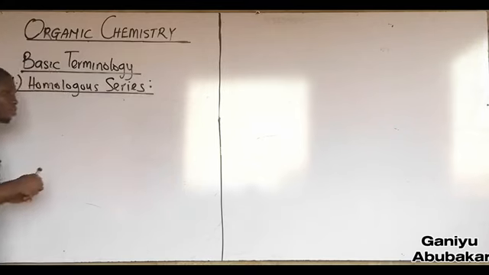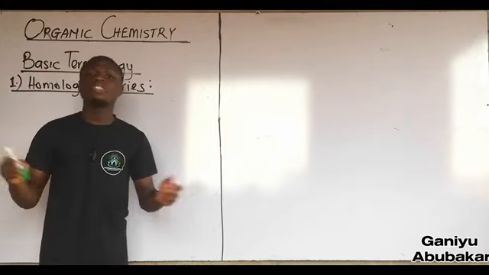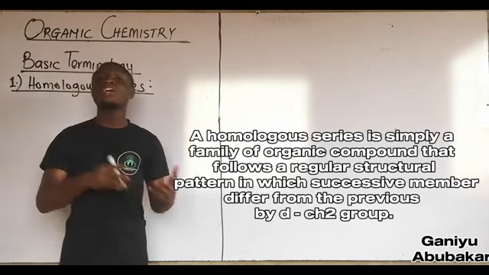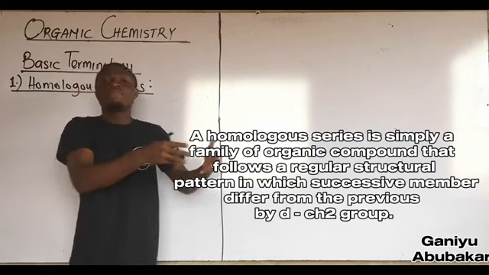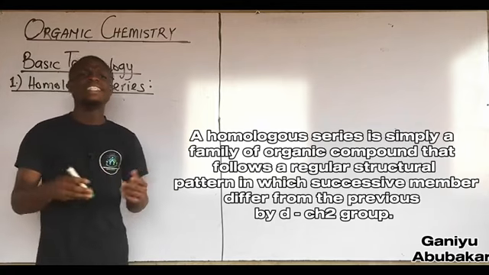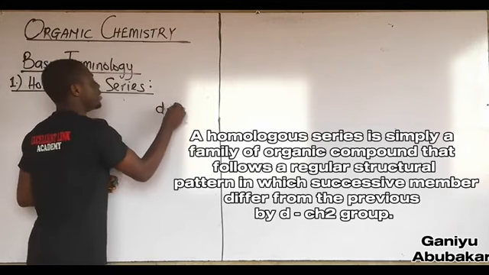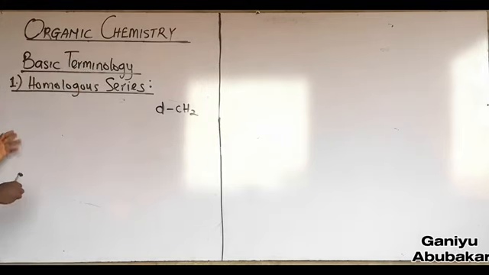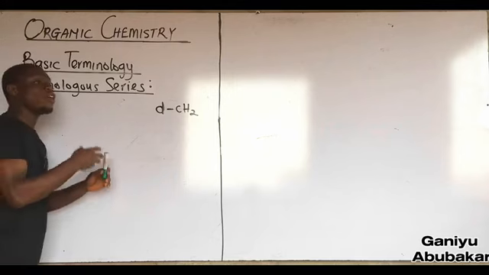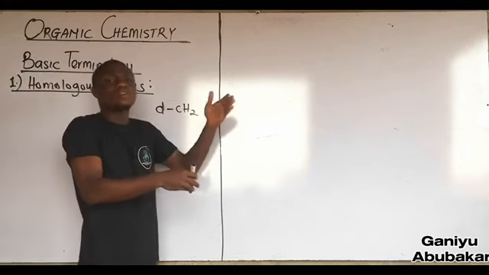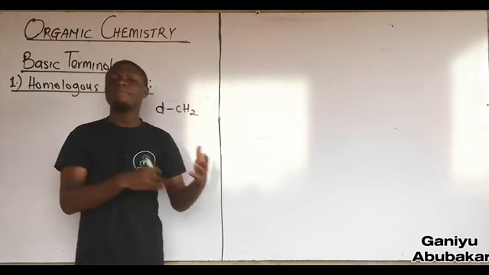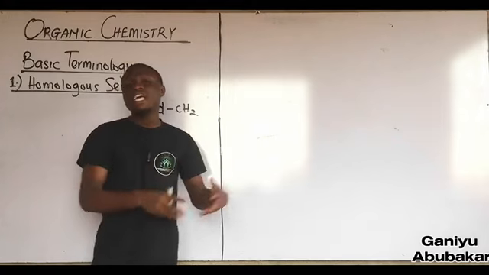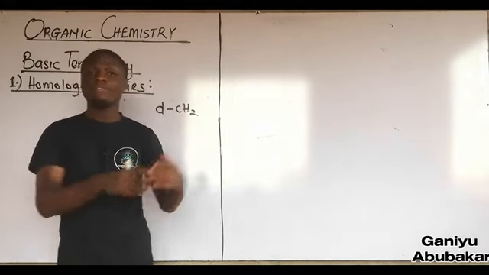Let's discuss the concept of homologous series. A homologous series is simply a family of organic compounds that follows a regular structural pattern in which successive members differ from the previous by the CH2 group. It means that for every new member, if I take away the CH2 group, I will get the previous one.